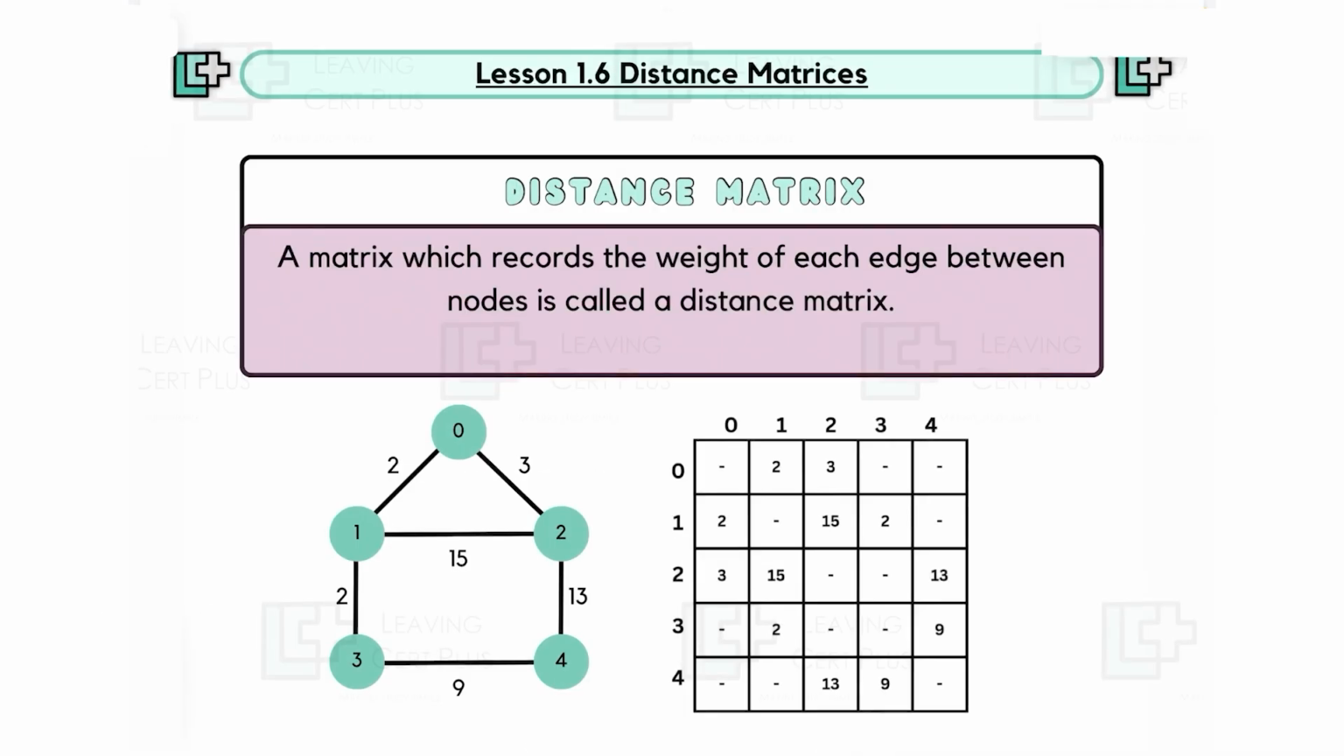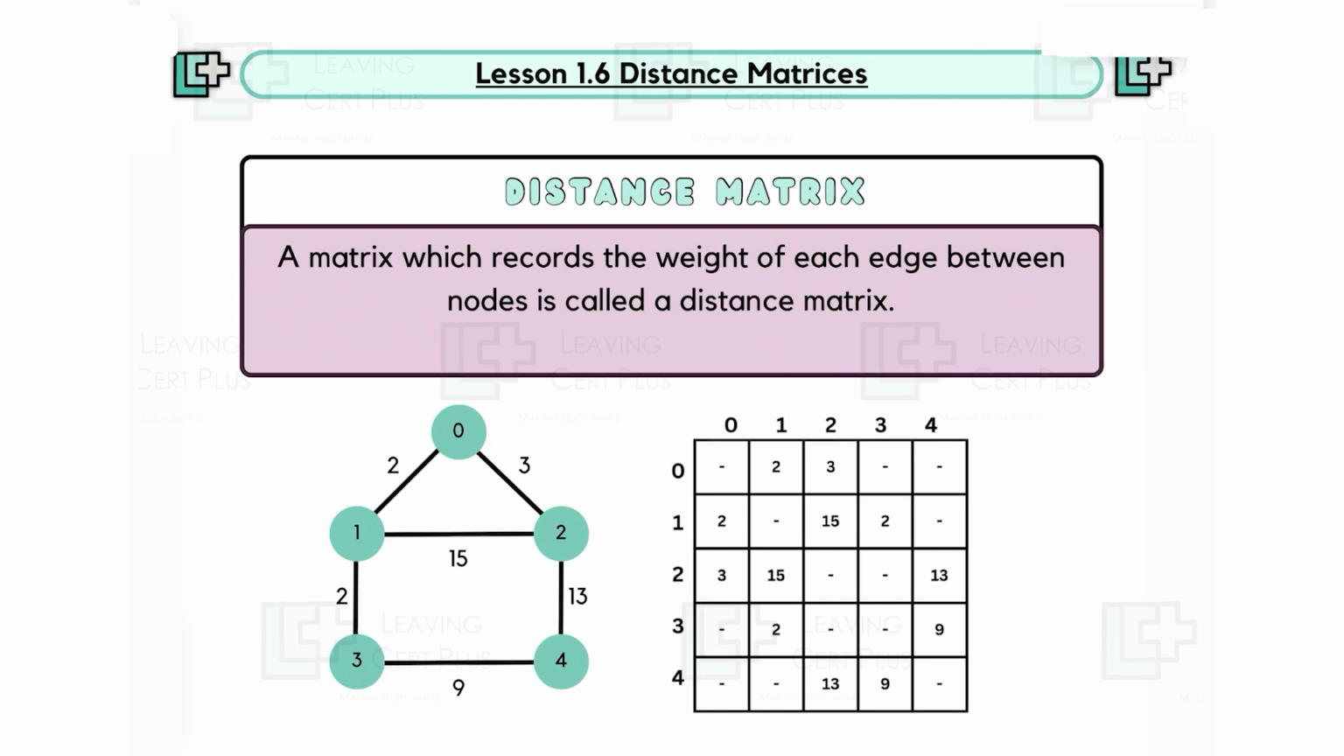This is lesson 1.6, Networks and Graphs, Distance Matrices. In the last few lessons, we looked at adjacency matrices. They told you about how many edges there were between different nodes. A distance matrix tells you the weight of each of the edges between these nodes.